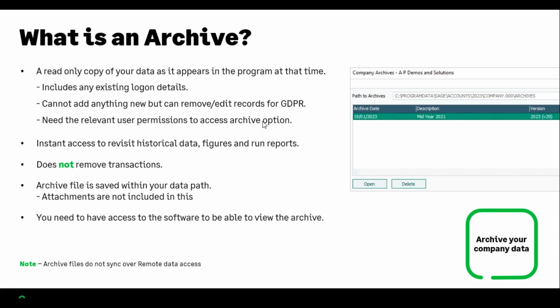Now, what an archive does not do, and this is where there is a lot of confusion, is it won't remove transactions from your software. That is an additional step, and that is the clear audit trail that I mentioned earlier on. So the archive is normally taken as step one. If you want to start removing data, because for example your data might be particularly large, then you would start with a clear audit trail. And from there, you can start to remove old customers, suppliers, and records.